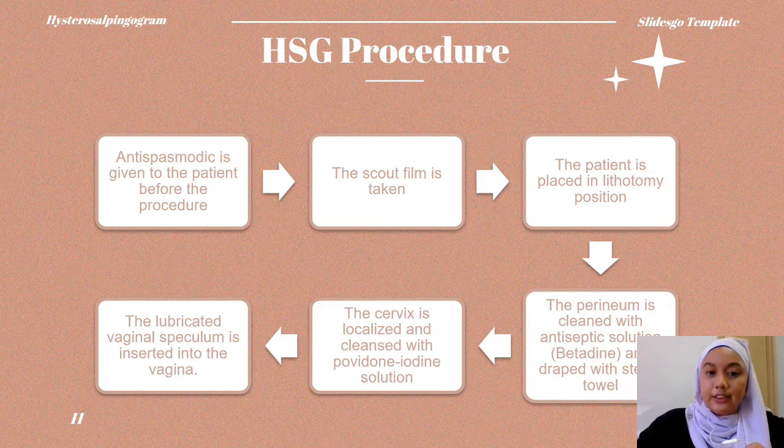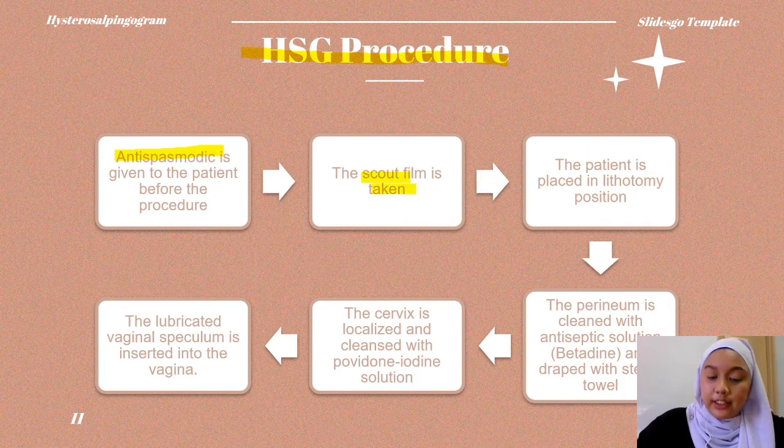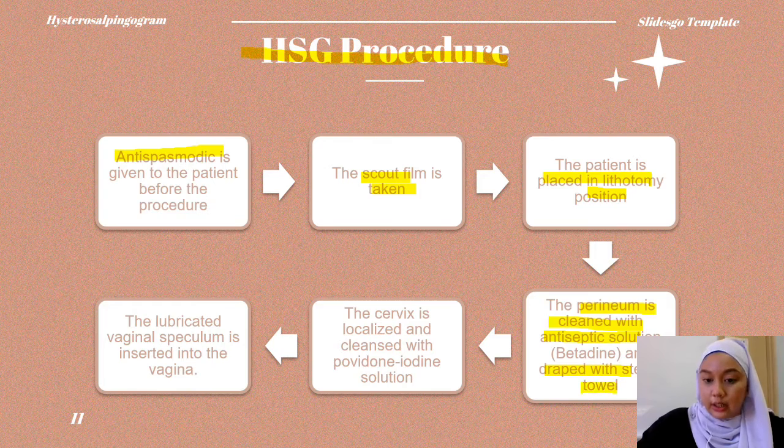So let us dive into the HSG procedure. First, an antispasmodic is given to the patient before the procedure, and then we take the scout film. The patient will be placed in the lithotomy position, and the perineum will be cleaned with an antiseptic solution and draped with a sterile towel. Then the cervix will be localized and cleansed with povidone iodine solution, and we will lubricate the vaginal speculum and insert it into the vagina.